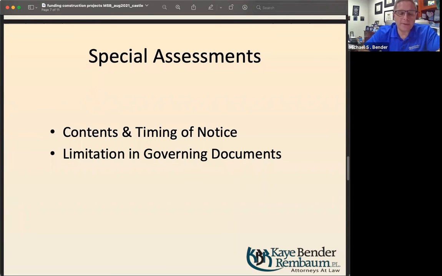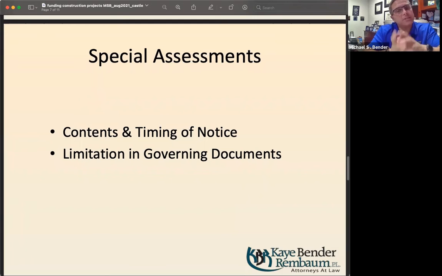The contents and timing of the notice. This notice of the special assessment should be very clear that a special assessment is being considered. The purpose of the special assessment should be included in the notice, as well as a reasonable estimate of the amount of the special assessment. It does not need to be an exact dollar amount, but it should be a reasonable estimate. And a minimum of 14 days notice needs to be posted in the community or in the condominium buildings and mailed to all owners at least 14 days prior to the meeting.